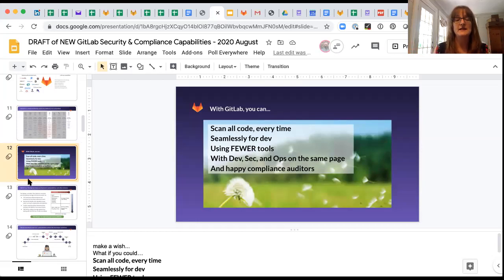Everybody's looking at the same thing, which, by the way, auditors love because of that transparency and visibility end-to-end across the development lifecycle of who changed what, where, when, and why, including dismissing vulnerabilities and approving merge requests that may not meet policy.